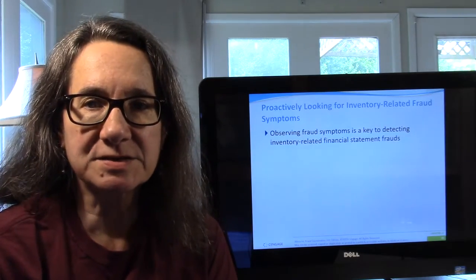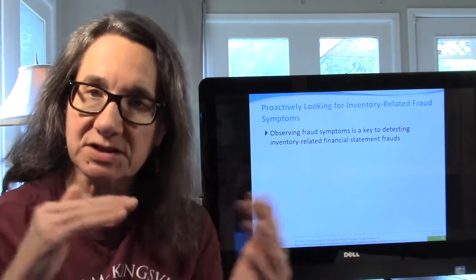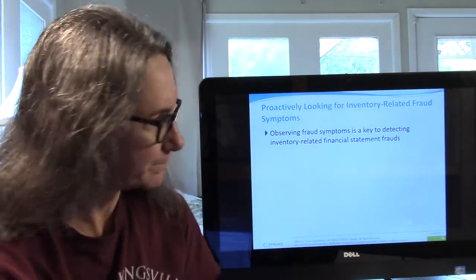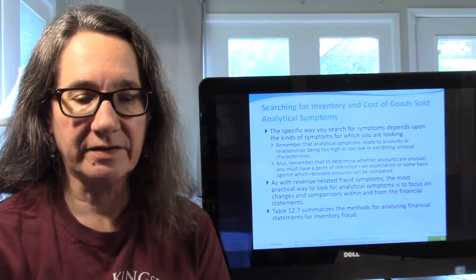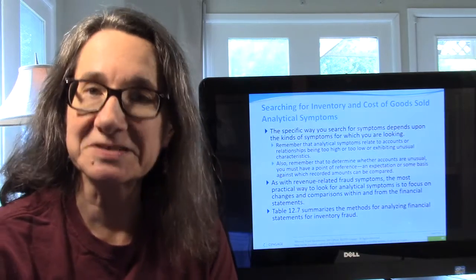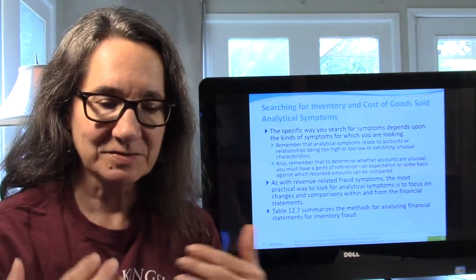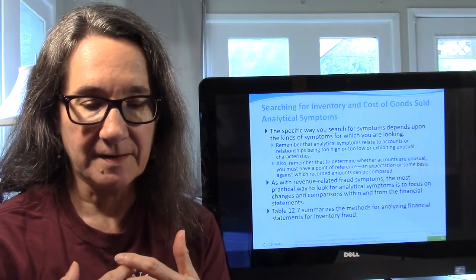Okay, now that we understand some symptoms related to inventory fraud, what we're going to do is actually go out there and look for them, right? We want to find out, is fraud going on? So, how do you look for analytical symptoms? Well, do analytical procedures, horizontal analysis, vertical analysis, looking for something that's really strange in the numbers, right?